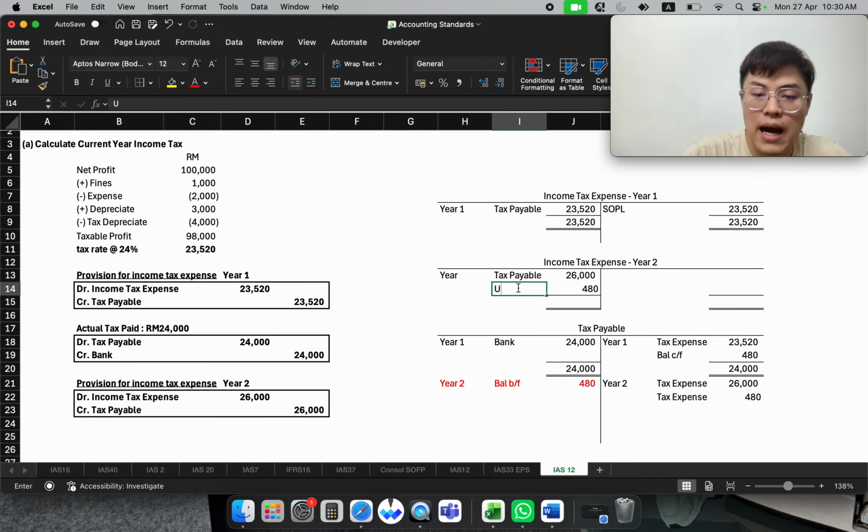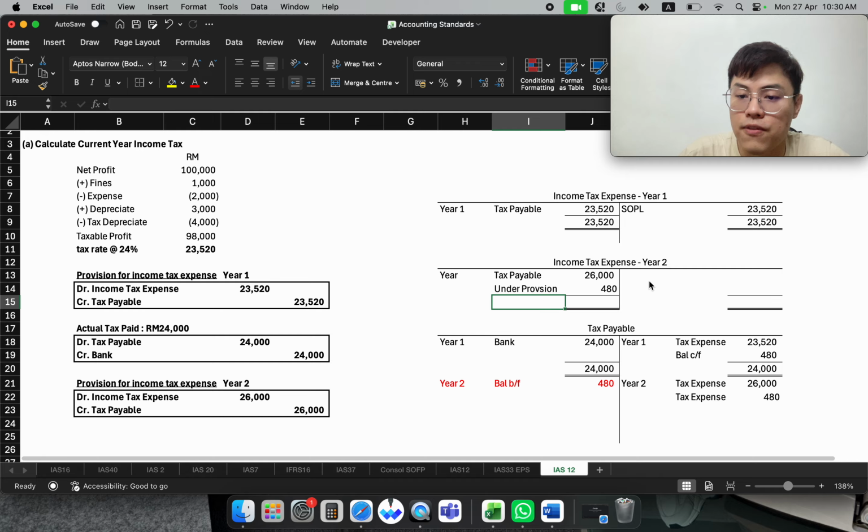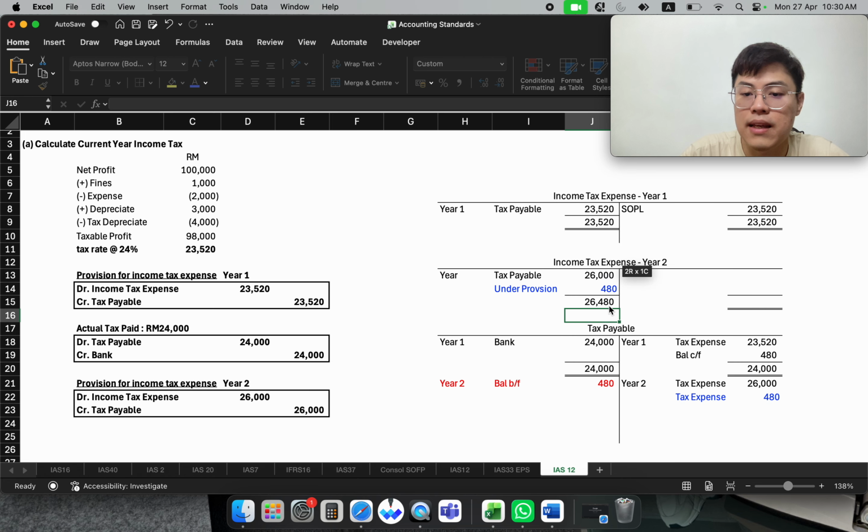So this is called under provision. I will put a name, under provisions of last year tax. So ultimately it has been transferred to income tax expense. So this nets to nothing, so you have cleared it off. And only then can we close the entire income tax expense account.